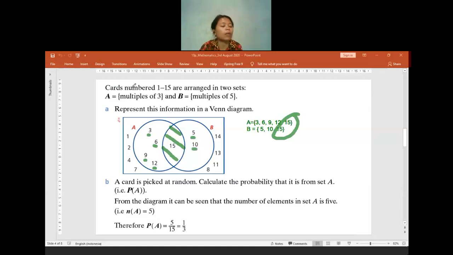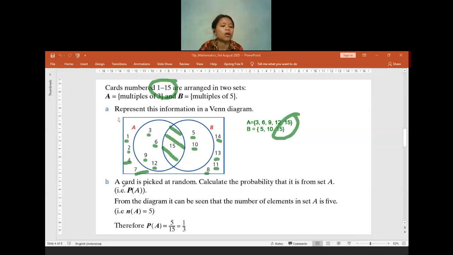And remember, the numbers are from 1 until 15. So the rest will be outside the circles but inside the square, because the numbers will be 1, 2, 3, 4, 5, 6, and so on until 15. So the numbers that are not included in the set A and set B, we write in here: 1, 2, 4, 7, 14, 11, 13, 8. When we already complete the Venn diagram, later we can answer the question.